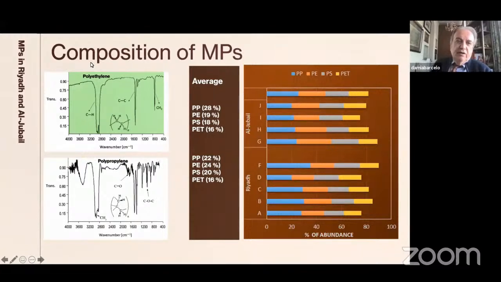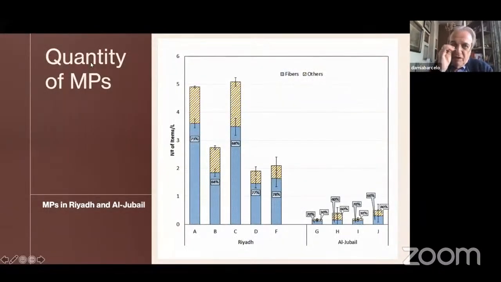And here the composition. Well, you need FTIR, and in this particular case you can see polypropylene, polyethylene, polystyrene. They are very common microplastics found, and PET, polyethylene terephthalate. So these are the four most common symbols that you find here: PP, PE, PS and PET. These are the most common ones detected not only in Saudi Arabia but in most of the world. So this is the comparison between the quantities in Riyadh and Al Jubail.